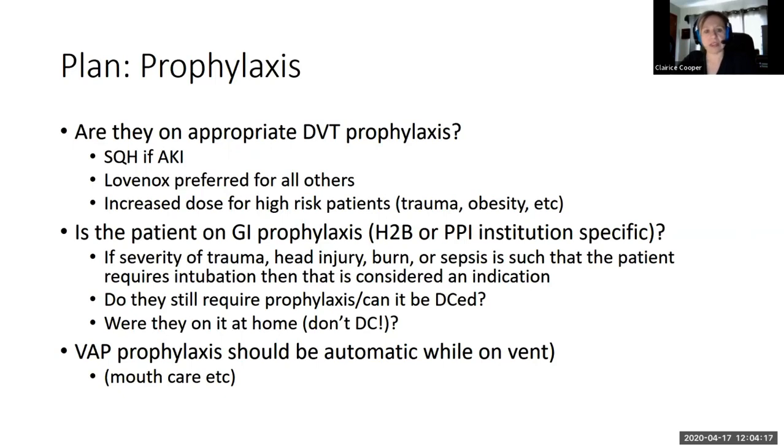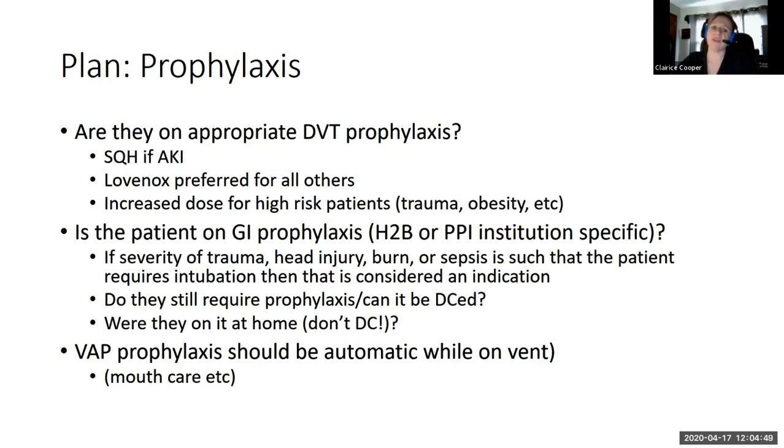Rounding it out with prophylaxis, you should always be asking if they're on appropriate DVT prophylaxis. Sub-Q heparin is typically used with acute kidney injury patients, but for all others, you should really be trying to use Lovenox. It's a little more reliable and also less frequent typically. Make sure that you're dosing appropriately for higher risk patients, particularly trauma, obesity, cancer, and you can discuss with your pharmacist what an appropriate dose is for your patient.